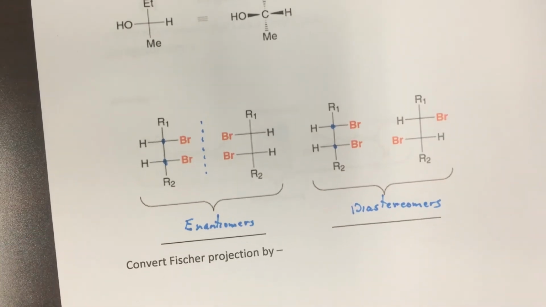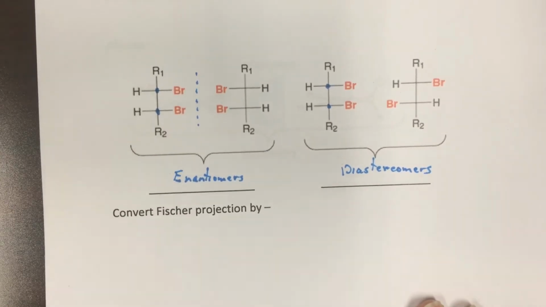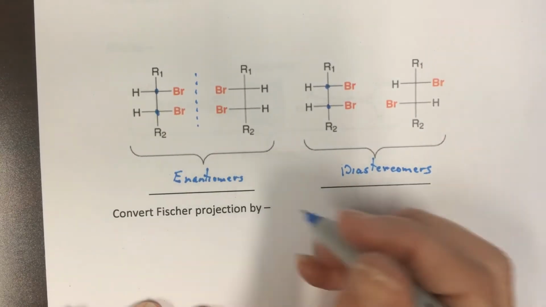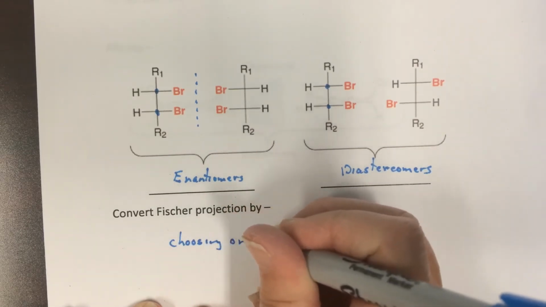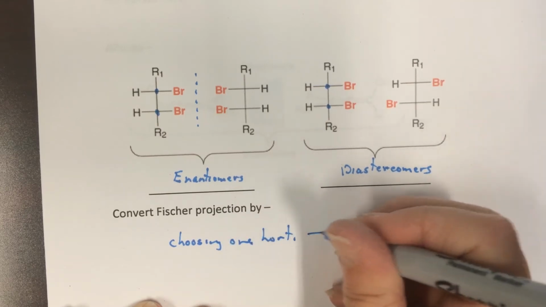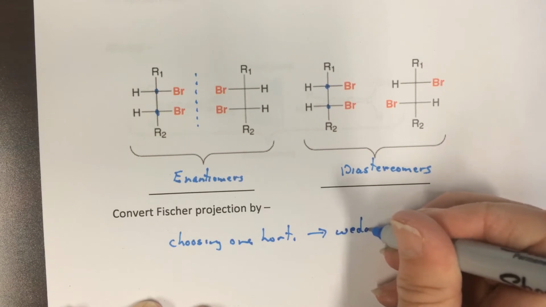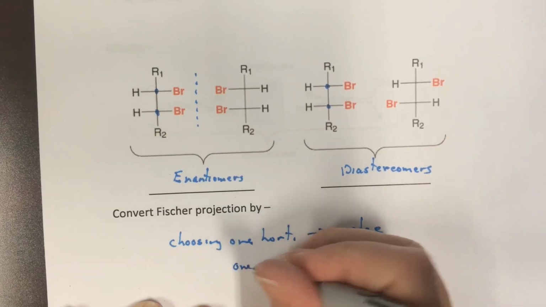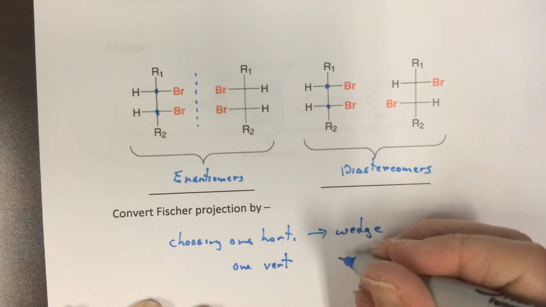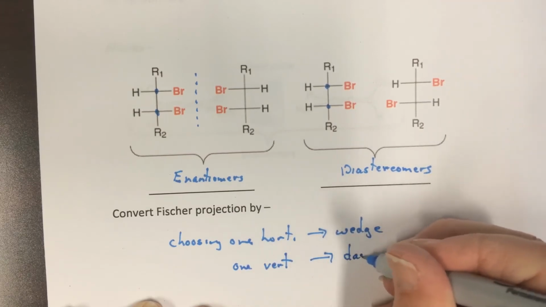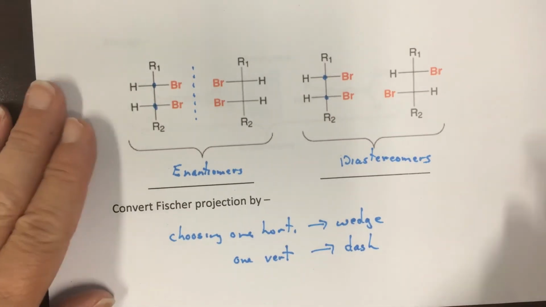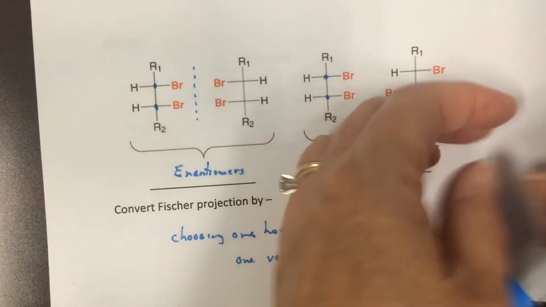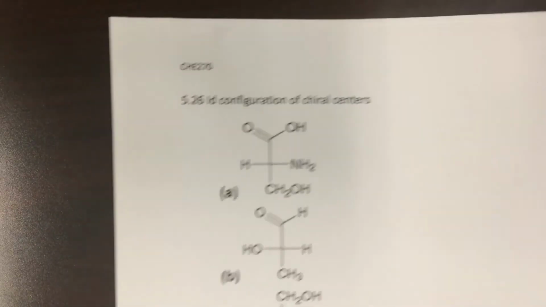So you can convert Fischer projections into our more normal method by choosing one horizontal line and making it a wedge, and choosing one vertical and making it a dash. That will convert your Fischer projection into the wedge and dash form that we're more used to. So let's look at an example.